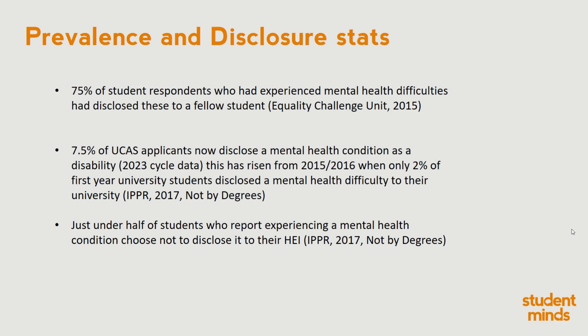We know that 75% of students who have experienced mental health difficulties disclose these to a fellow student. 7.5% of UCAS applicants disclose a mental health condition as a disability. And this has risen from 2015-2016, when it was only 2% of first-year university students who disclosed. Just under half of students who report experiencing a mental health condition choose not to disclose it to their higher education institution.